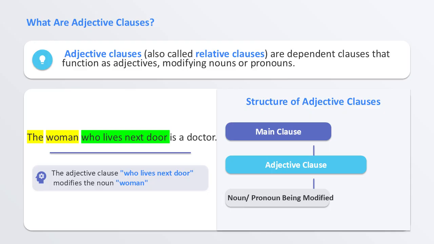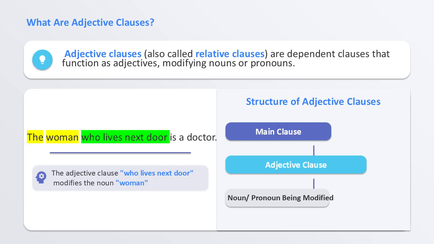An adjective clause is a dependent clause that works like an adjective. It gives additional information about a noun or a pronoun. Listen to this example. The woman who lives next door is a doctor. The clause who lives next door describes the noun woman. Adjective clauses attach directly to the noun they modify.